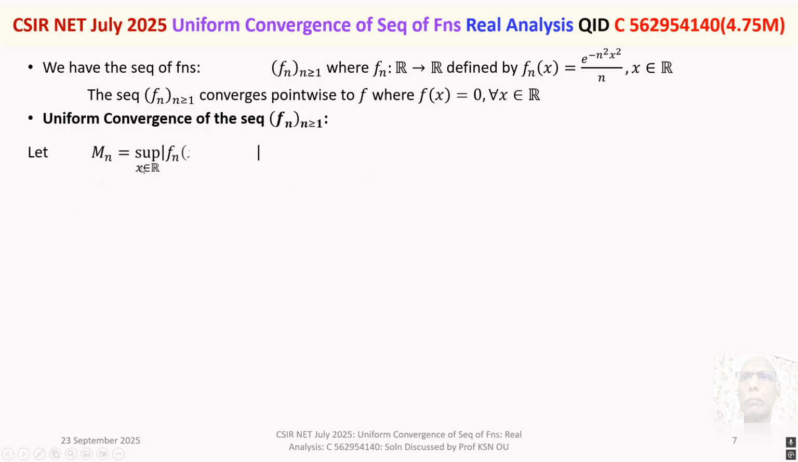Let Mn be the supremum of |fn(x) - f(x)|, where the supremum is taken over all x belongs to R. f(x) is 0 for all x belongs to R. Therefore, the supremum over x belongs to R of |e^(-n²x²)/n - 0|, that is the supremum of e^(-n²x²)/n, where the supremum is taken over all x belongs to R, and the modulus is taken out because it is always positive.